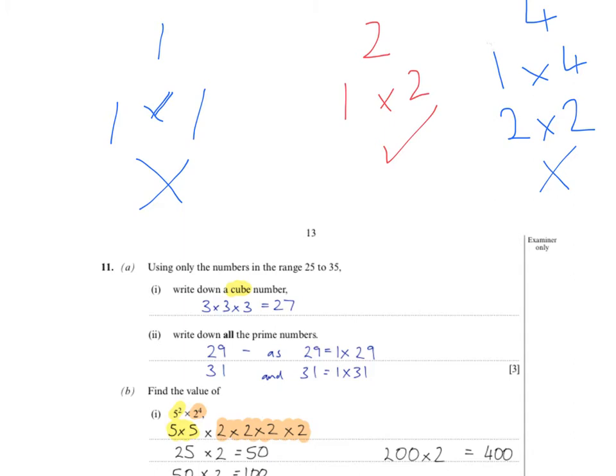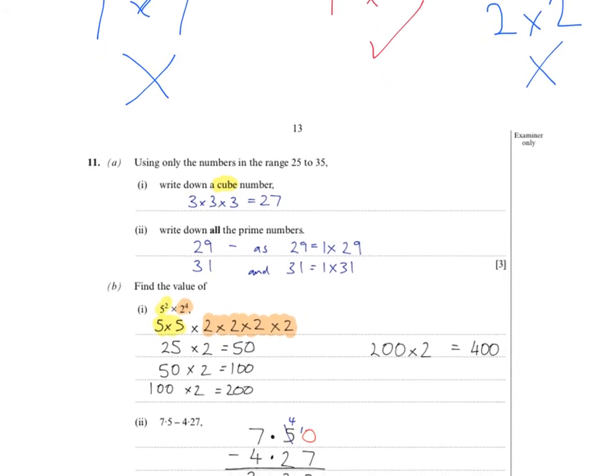So what is 5 times 5? 25. Times it by 2, double it. 50. Times that by 2. 100. Times that by 2. 200. Times that by 2. 400. 400 exactly. So what I've got here is that answer there. 400 is my final thing.